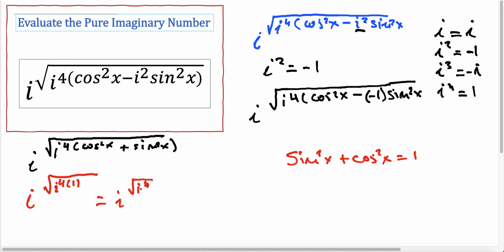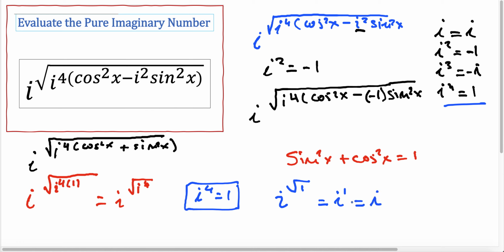But as we see here, i to the fourth. We already see i to the fourth is equal to 1. And instead of i to the fourth, I'm going to substitute 1. So I'm going to write 1. And the square root of 1 is 1. So it is i to the 1. And i to the 1 is just i. So this expression here is equal to i.